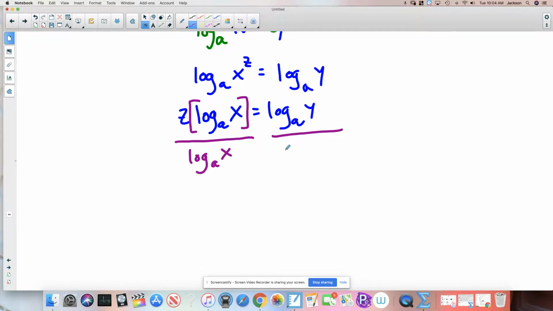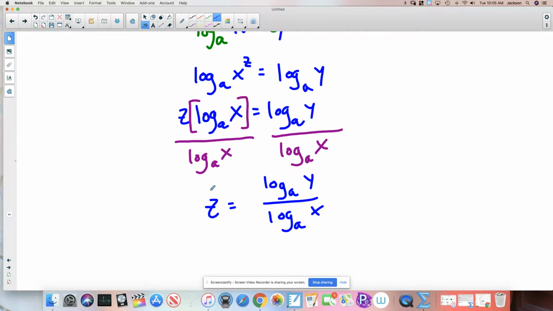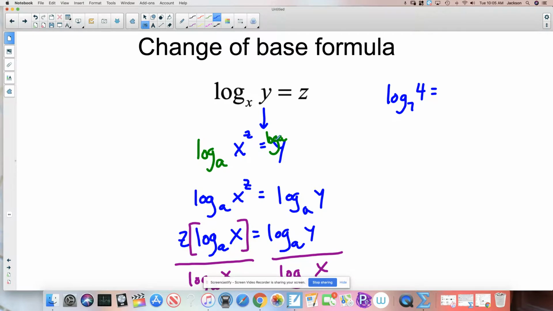And in order to maintain the balance, I would do the same thing over here. So the statement that we end up with says z is equal to log base a of y over log base a of x. And if you go all the way back to the beginning, we had a statement that said z is equal to this, right? And this z is the same z as it was throughout this entire problem.